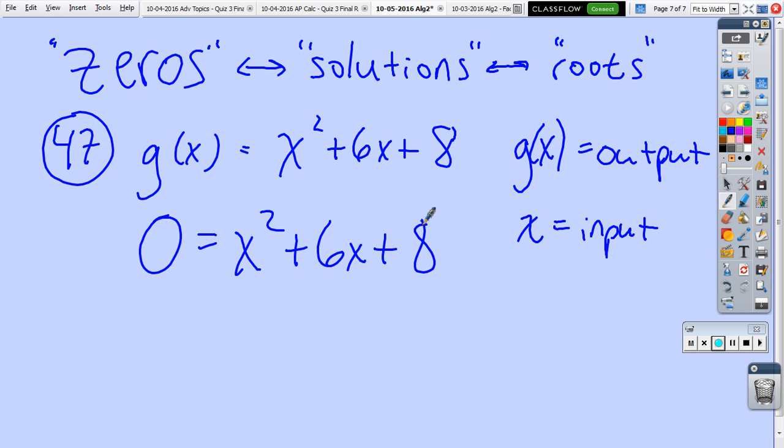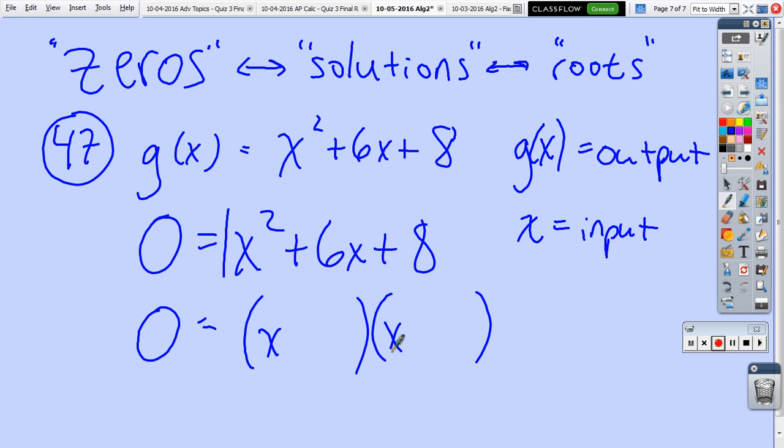Is this factorable? Can we go right to here, or do we have to do long AC? Can we do short AC? Why can we do short AC, Duke? Good, because this coefficient is 1, right? It's not written, it's understood to be 1. So we can go right to here. So we know it's going to be x, factors of 8 that add to 6, 4 and 2, very good.